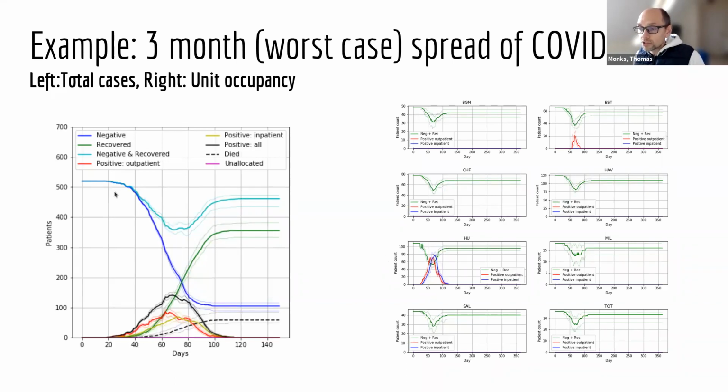What you can see are these thicker lines, which are the average of multiple runs of the model. For example, we can see the number of negative patients gradually drops over time and then levels off after day 100. In black, we've got all the positive patients, which peaks at around 125 after about 70 days and then drops off again. But we can break that down into, for example, outpatients and inpatients in red and beige, gold, something like that.